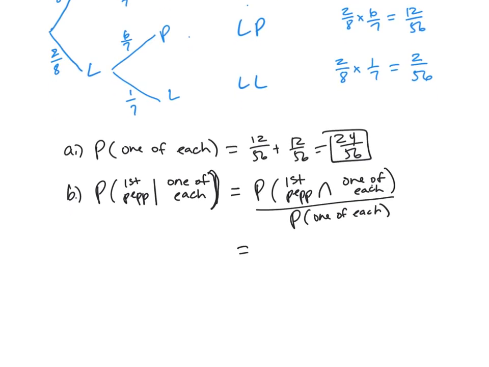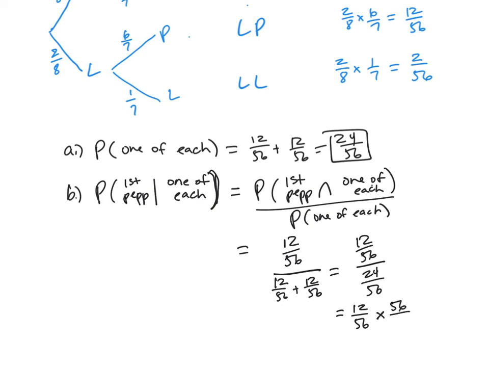So we will put 12 out of 56 in the numerator of that fraction, and then put that over the probability of getting one of each. Remember, that was 12 out of 56 and 12 out of 56, because there were 2 ways that could happen. So we have 12 over 56 over 24 over 56. I'm going to rewrite that as a multiplication problem: 12 over 56 times the reciprocal of the denominator, 56 over 24. Those 56s will cancel, and we get 12 over 24, which of course reduces to 1/2.